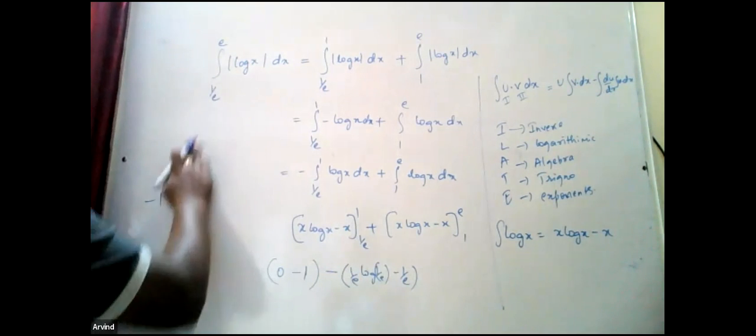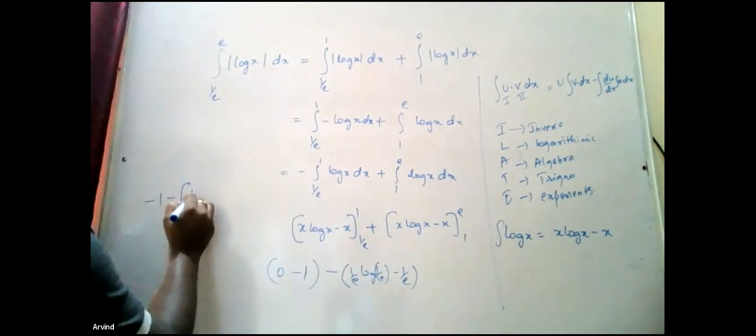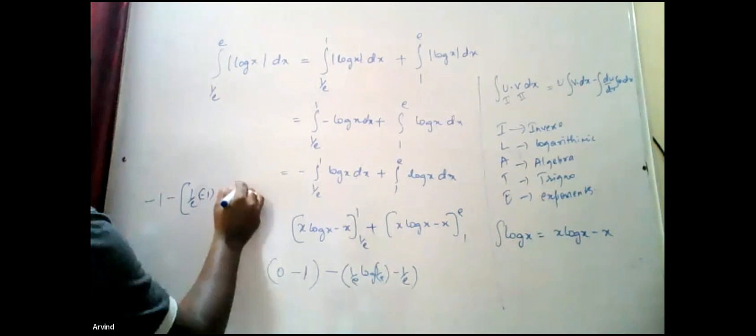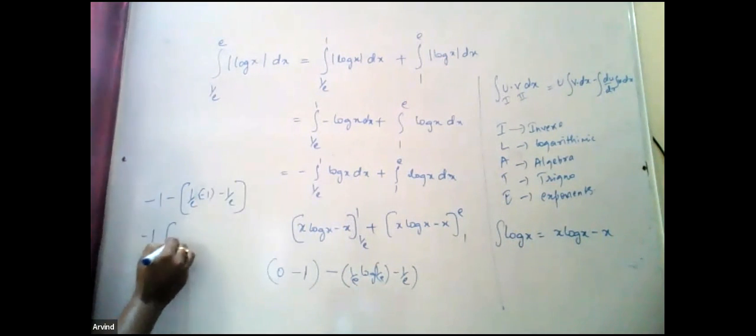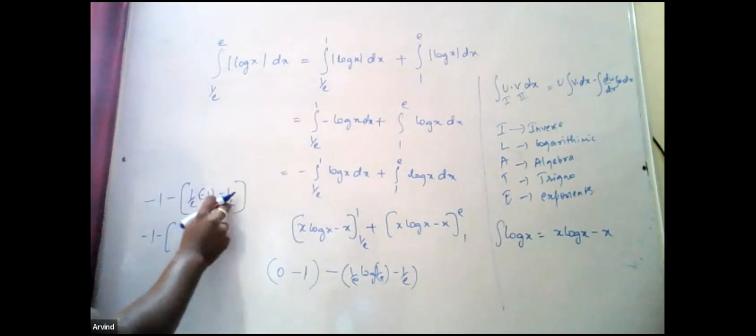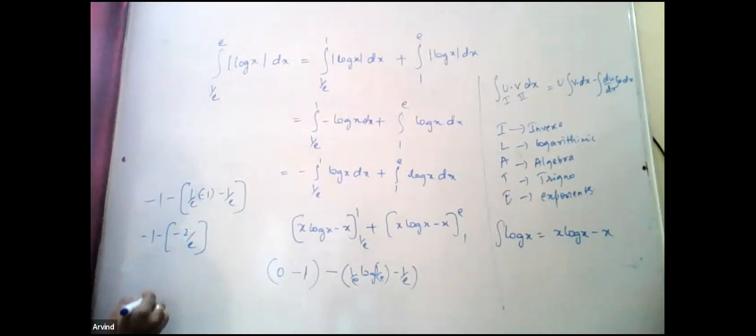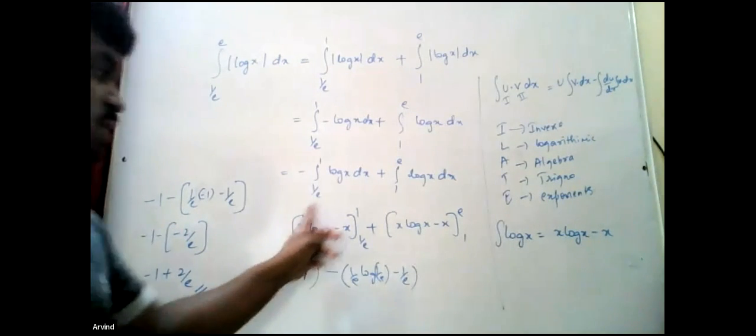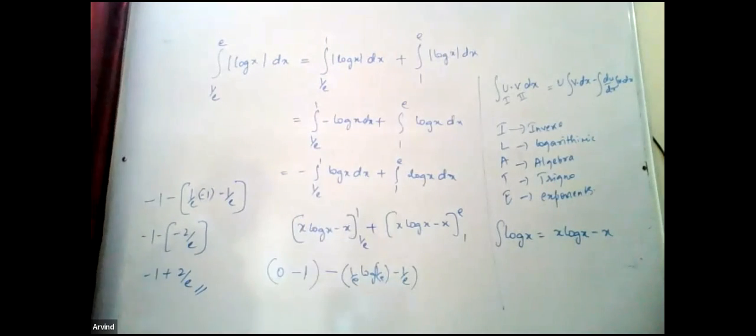Okay, so 1/e as it is into minus 1, minus 1/e. Let's simplify this. Minus 1 minus 1 by e minus 1 by e, minus 2 by e varutte. So you can simplify it. It will become minus 1 plus 2 by e. That will be for the first one. First one is upper limit and lower limit.